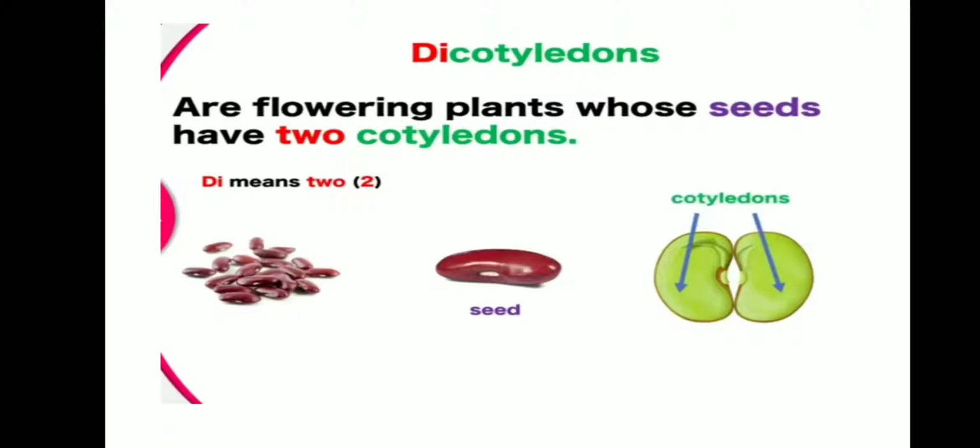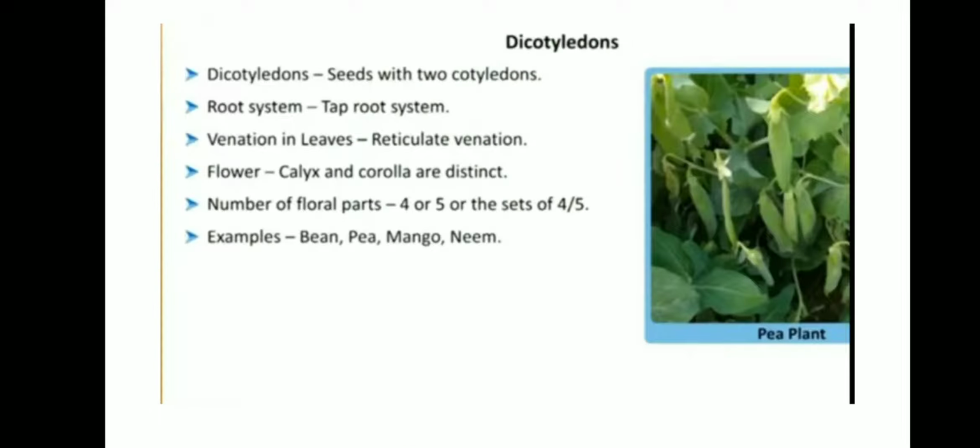And next, let's see about dicotyledon. Dicotyledons are flowering plants whose seeds have two cotyledons. Di means what? Two. Monocotyledon has only one cotyledon in the seed and dicotyledons have two cotyledons in the seed. Peas, beans, all these are coming under two cotyledons. So dicotyledons.